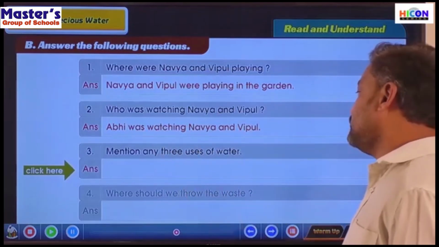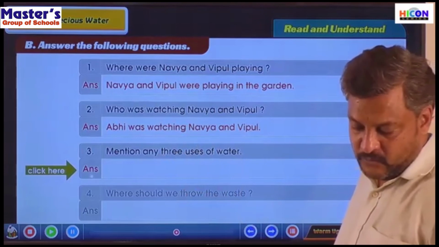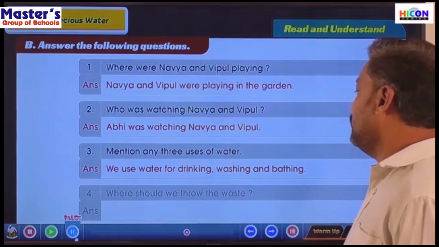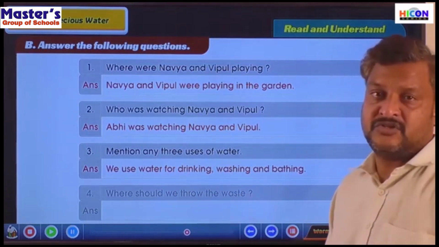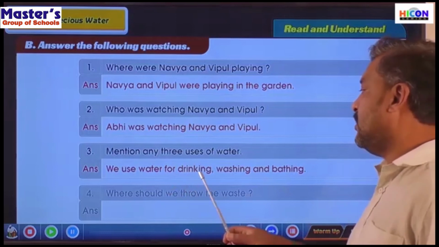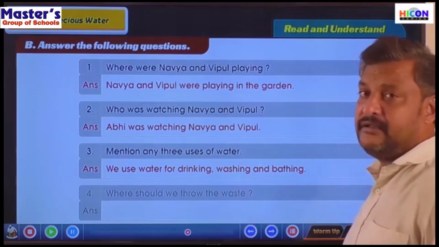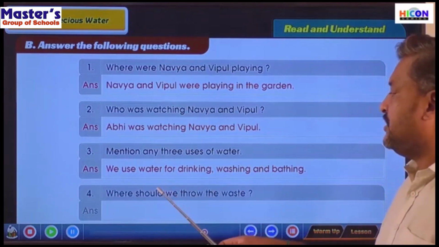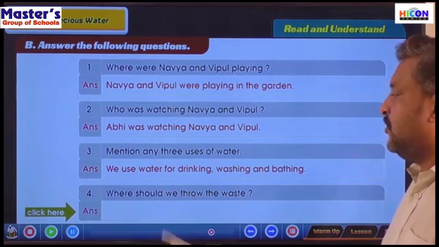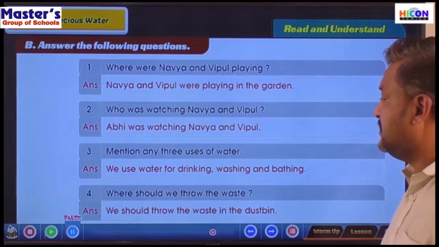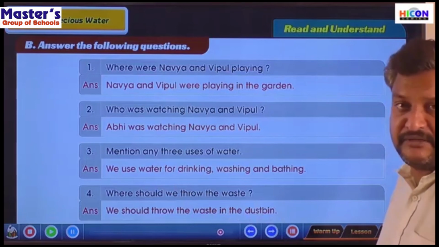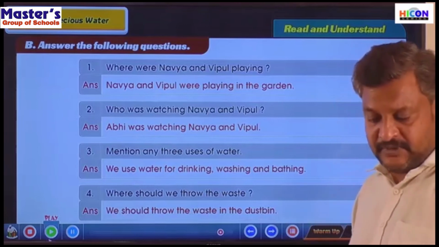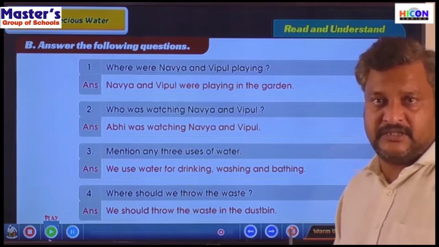3. Mention any 3 uses of water. What are the things for which we use water? We use water for drinking, washing and bathing. So what are the uses of water? We use water for drinking, washing and bathing. Next question. Where should we throw the waste? Answer. We should throw the waste in the dustbin. So there will be dustbins. Garbage bins will be kept there. That is a place where we need to throw the garbage, the waste.